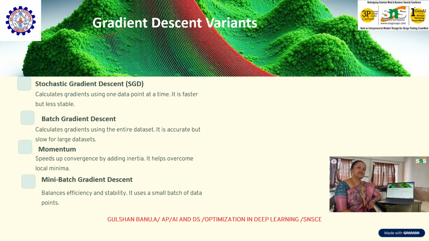Following the next slide, what are the gradient descent variants? You have different variants associated with gradient descent. The first is batch gradient descent. The second is stochastic gradient descent, that is SGD. Next is mini batch gradient descent. The next is momentum. These four are the different variants of gradient descent.